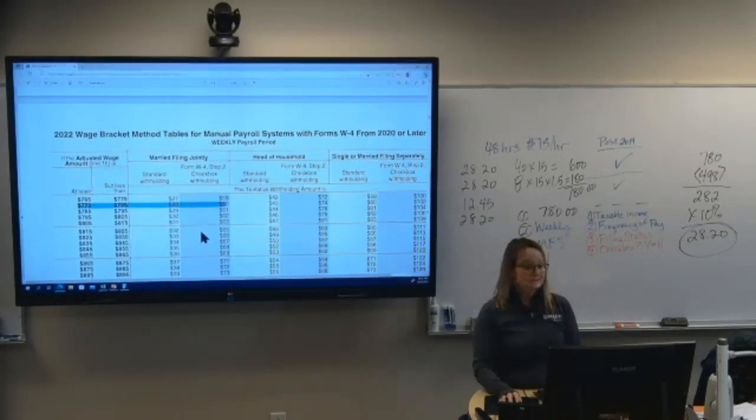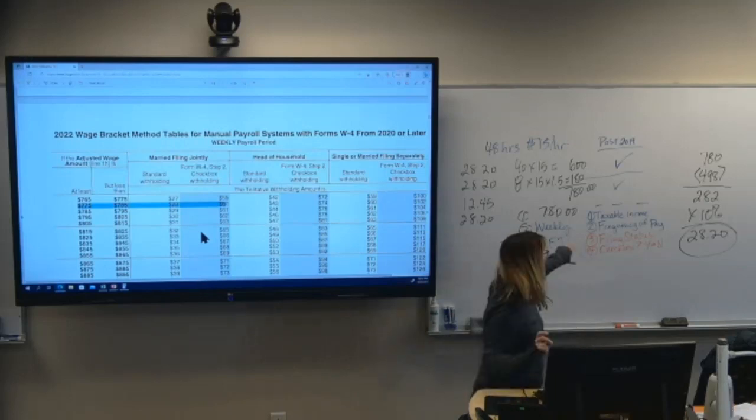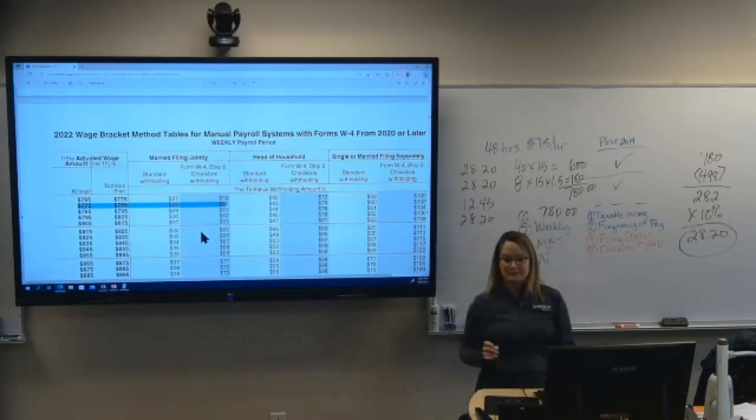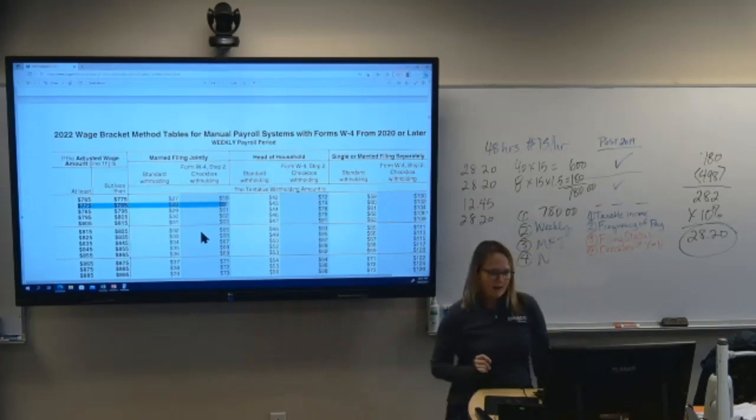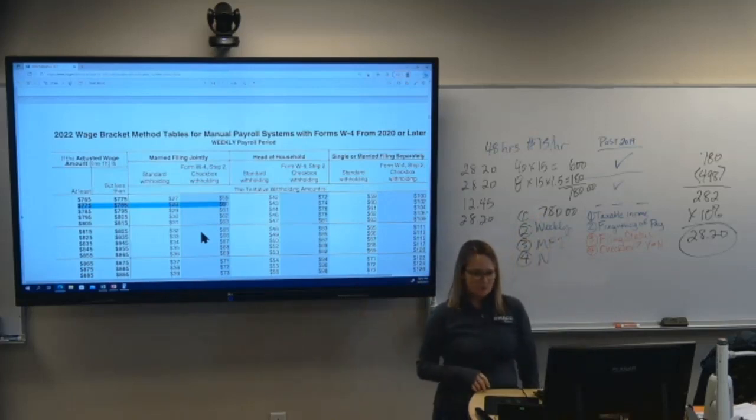Well, in my case, I forgot to multiply the overtime. Oh, there we go. So you had the wrong taxable income. Yep. There are lots of opportunities to make mistakes in these problems.